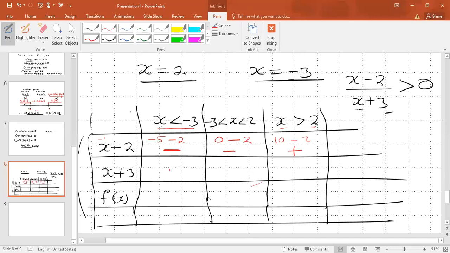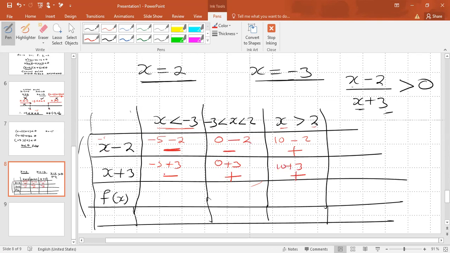Then you go to the second one. You pick the same -5 that you picked, plus 3. So it will also be negative. You pick 0 plus 3. It will be positive. You pick, let's say, 10 plus 3. It will be positive.